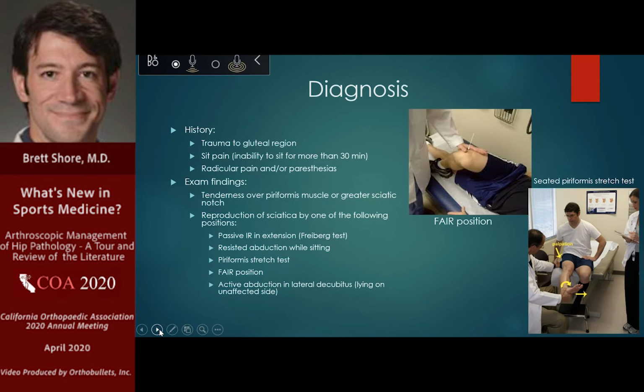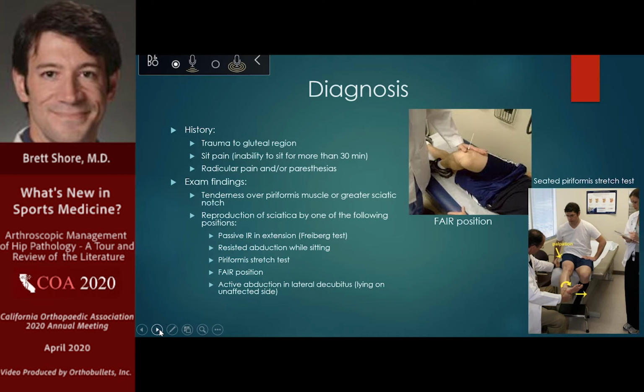So how do we diagnose piriformis syndrome? Because that's really the key. Really very important to be very, very selective in who you operate on. In 8 years, I've probably done 10 of these operations. No, less. Probably more like 7 or 8.